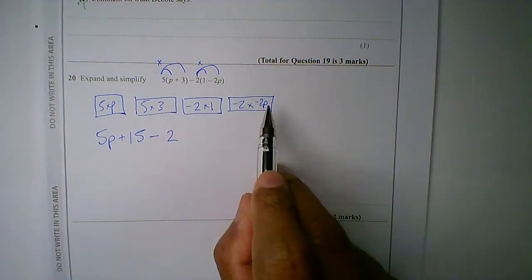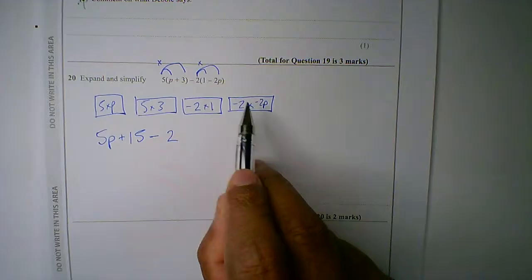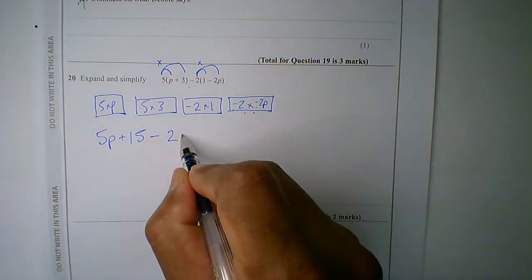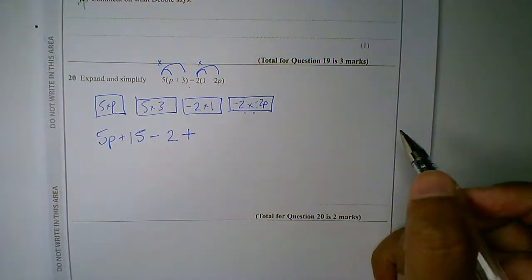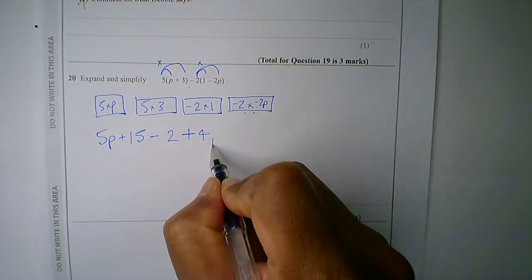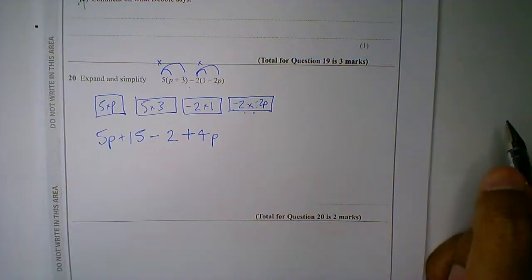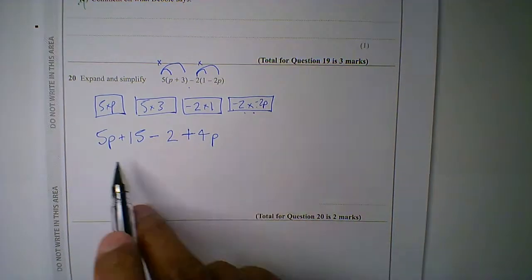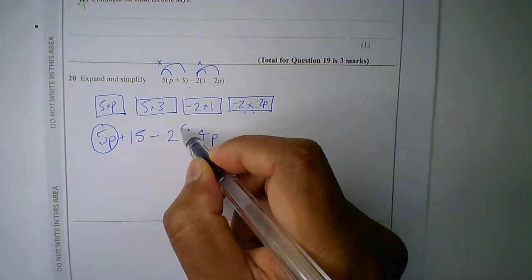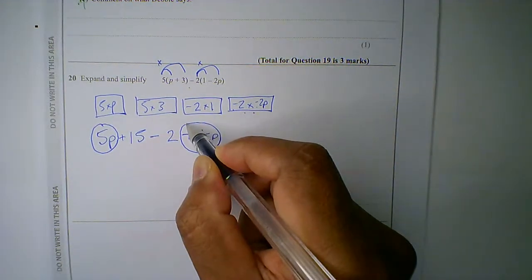I've got a negative and a negative, so 2 negatives this time around. So minus 2 times minus 2p. So negative and a negative gives me a positive. So I've got the sign out of the way. Now I can do 2 times 2, which is 4, and I've got p. Okay, now I'm looking for my like term. So this is a p term. 5p. And this is another p term, 4p.